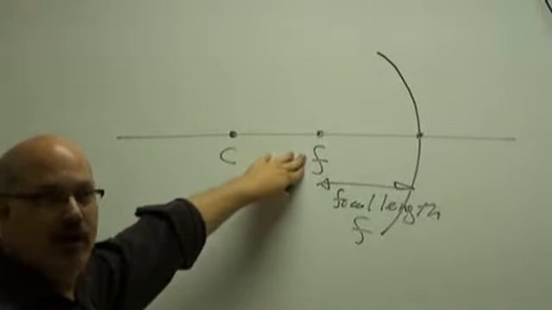Is that equal to the radius of the... Yes, and so this distance from here to here, from the center of curvature to the apex, is the radius.